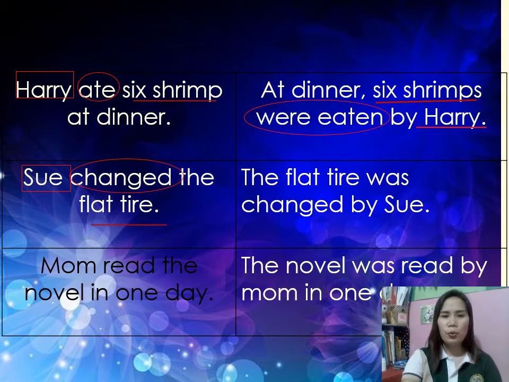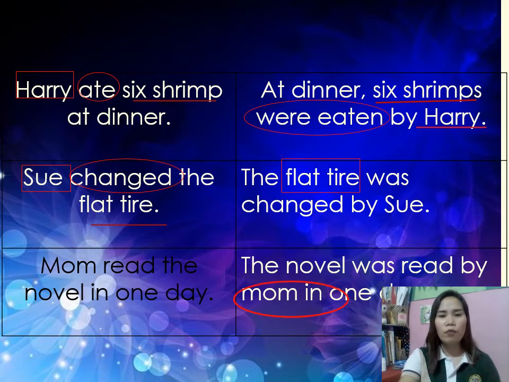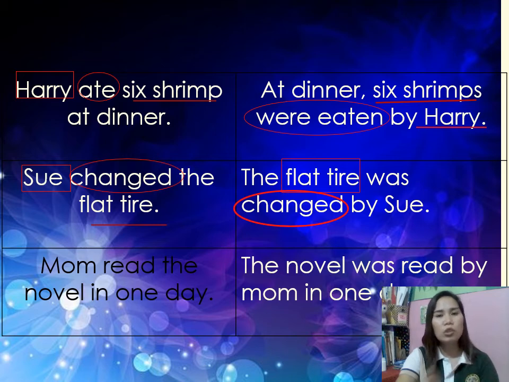Number 2: Sue changed the flat tire. Let's make it passive. The flat tire was changed by Sue. The subject now is flat tire. That's why we use was changed, because flat tire is singular and changed with d is the past form, so therefore we use was changed. Again, the verb is was changed. And the doer, or the object, is Sue.